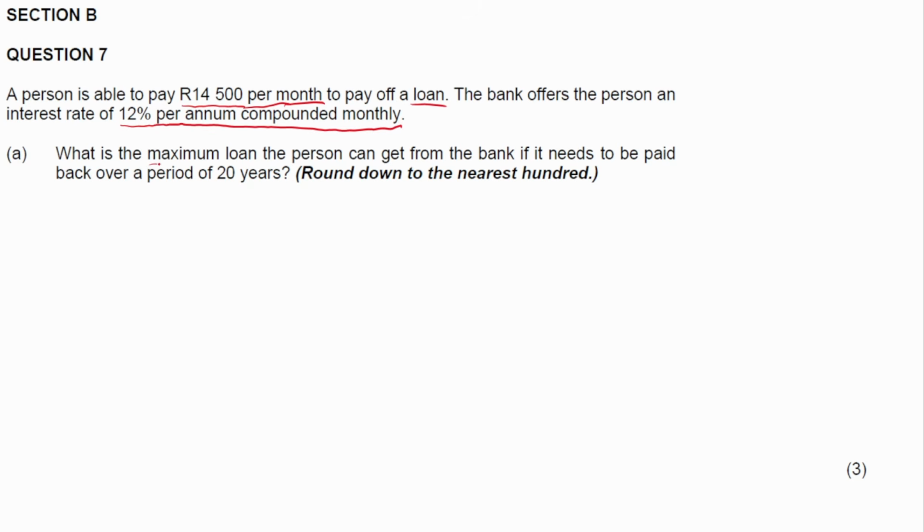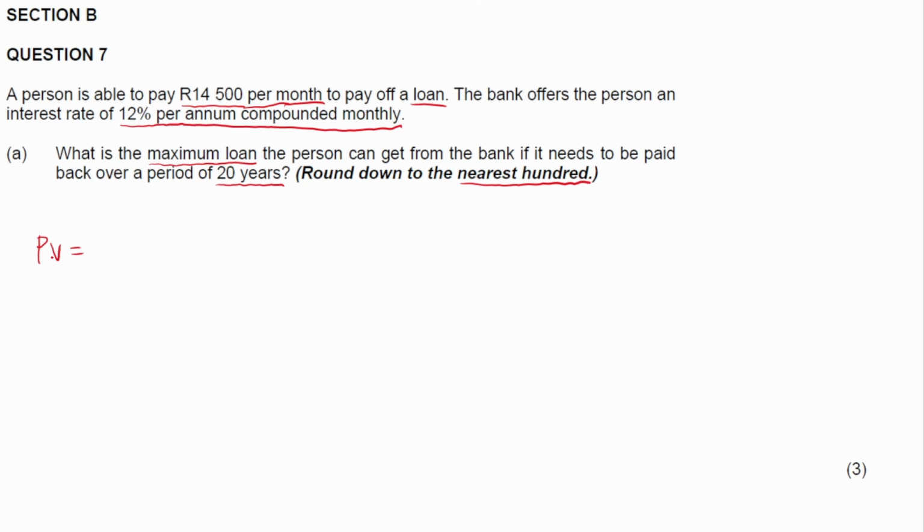So it says, what is the maximum loan the person can get from the bank if it needs to be paid back over a period of 20 years? And round down to the nearest 100 Rand. All right, so I'm going to go into more detail on this in another video, but for now, you can just memorize that when we're dealing with loans, we're dealing with present value. Okay, we're using the present value formula.